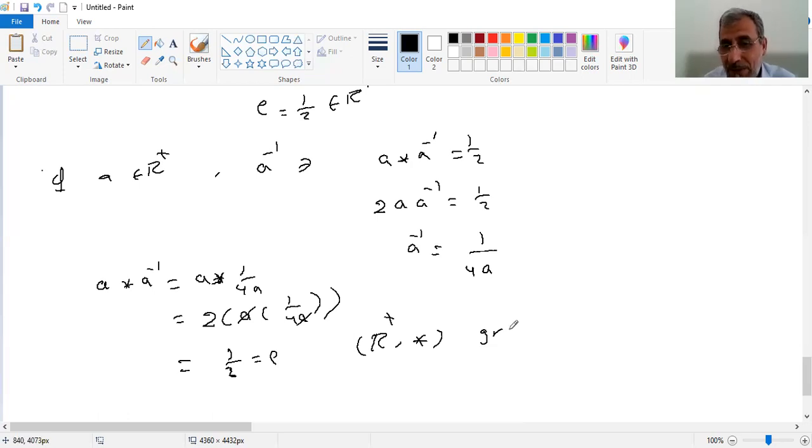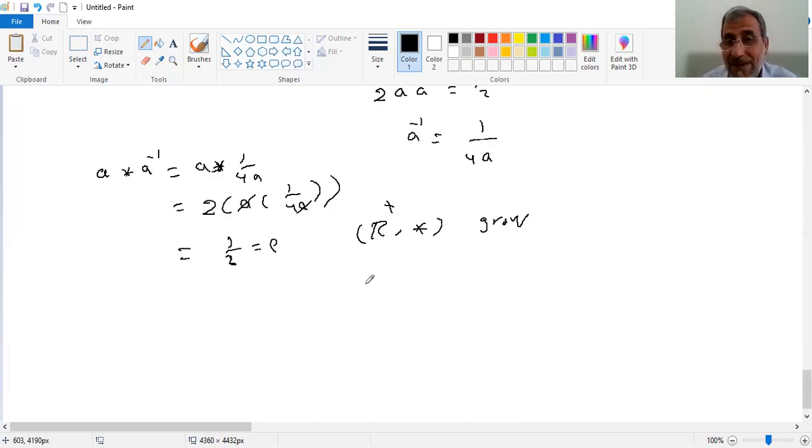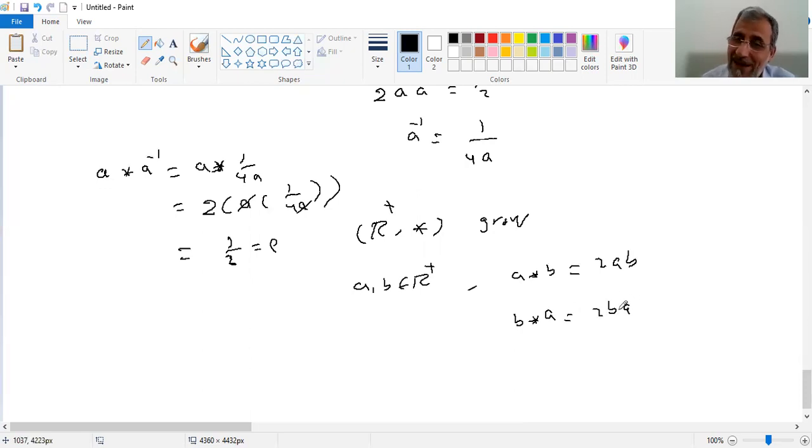And really this is an abelian group, commutative. Why? Because for each a, b in R positive real numbers, a star b is 2ab, the same as b star a, which is 2ba, because ab and ba are the same. That means for all a, b, a star b equals b star a. So it is commutative. So R positive with this operation is a commutative group.